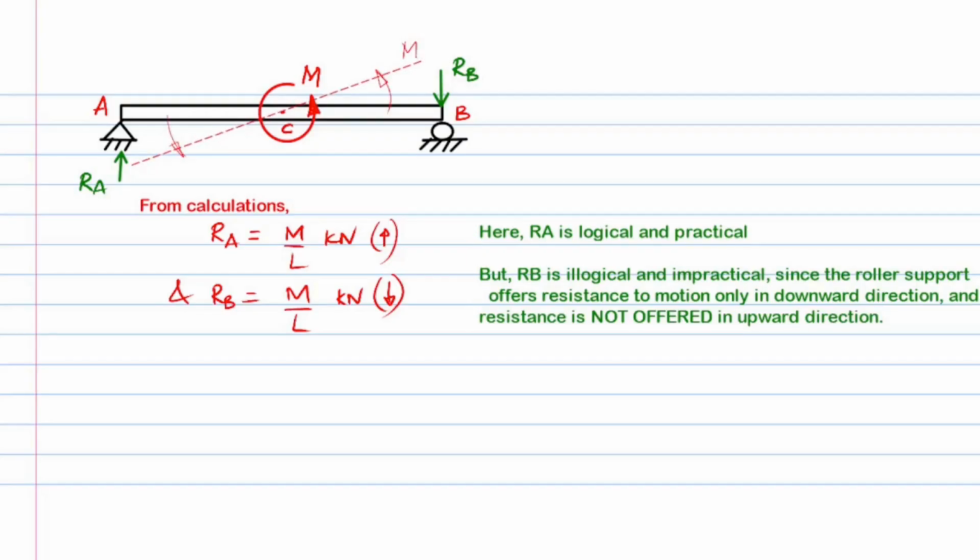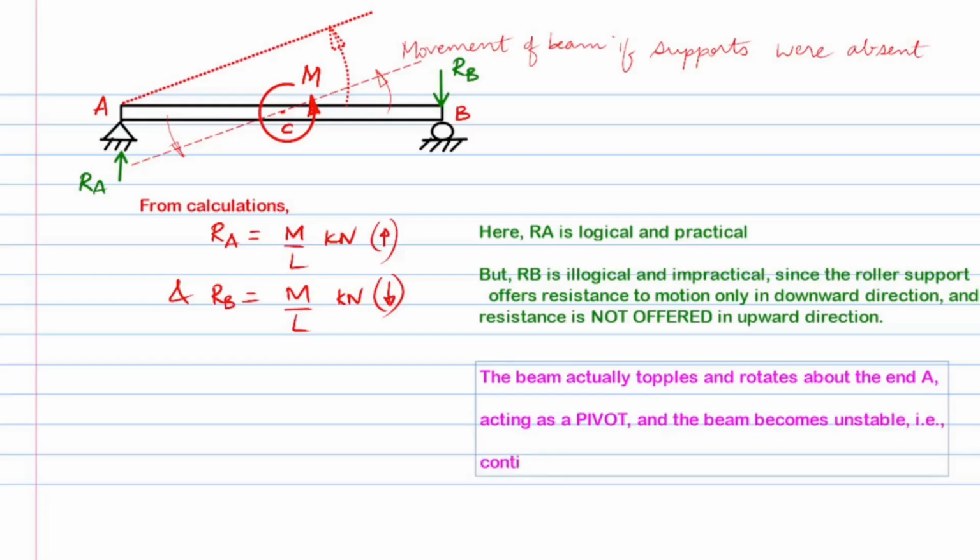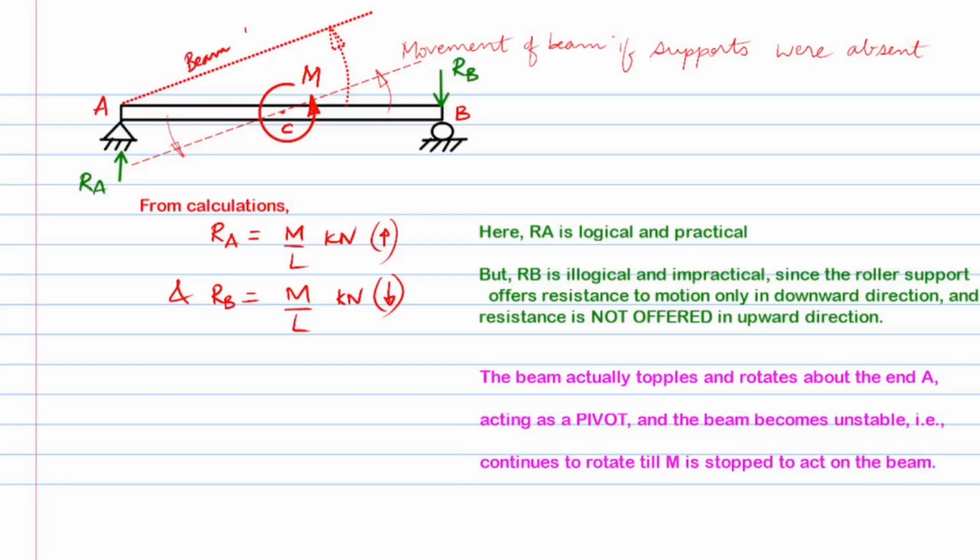Hence, for the given supports and acting moment at the center, the perceived counterclockwise rotation of the beam about the center, if the supports were absent, would actually tend to topple or rotate the beam counterclockwise about the end A acting as pivot, since the downward movement of the left end is arrested, while the right end of the beam tends to move upwards as long as acting moment M is present, making the beam unstable and static equilibrium ceases to exist.